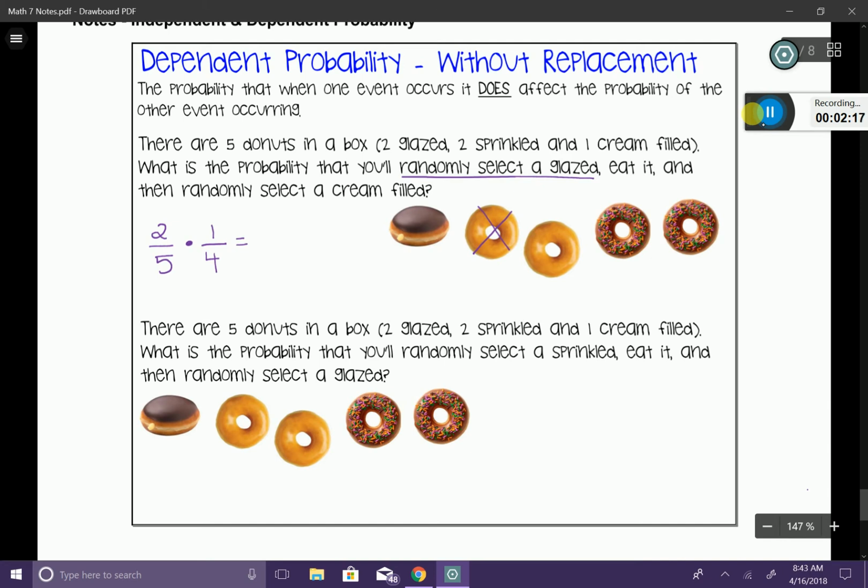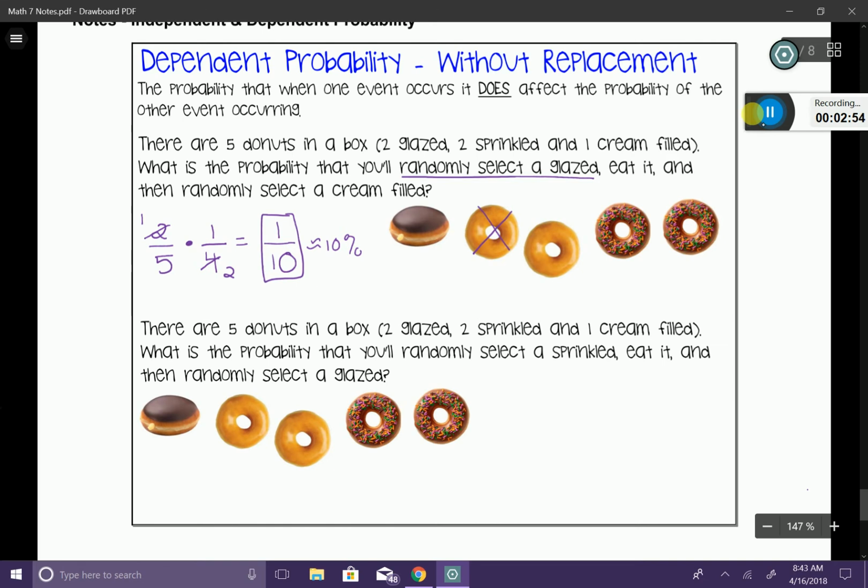I'm going to take the 2, and I know that 2 and 4 are both divisible by 2. So I'm going to divide this 2 by 2, which gives me a 1. I'm going to divide my 4 by 2 as well, and that leaves me with a 2. Now, there's no more simplifying that I need to do. I can multiply my fractions straight across. 1 times 1 is 1, and 5 times 2 is 10. So the chance of this happening is 1/10. So 1 out of 10 times this could occur, which is about 10%.